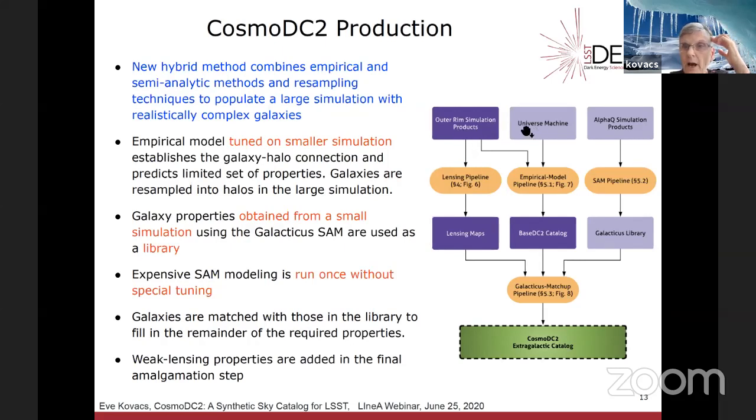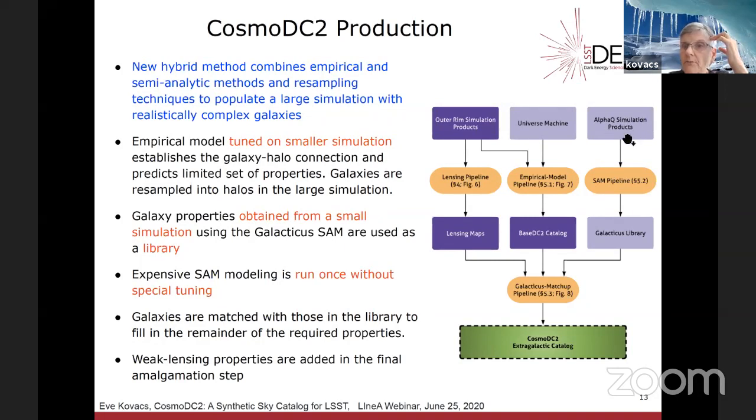And so here we are with our overall workflow. We have our Outer Rim simulation products, we have our Universe Machine, and we have our Alpha Q. The Universe Machine was used to populate the dark matter halos with these empirically determined galaxies to make what we called the base DC2 catalog. The Outer Rim simulation was also used to make the weak lensing quantities, which made some lensing maps. I'll be talking about that in a few slides.